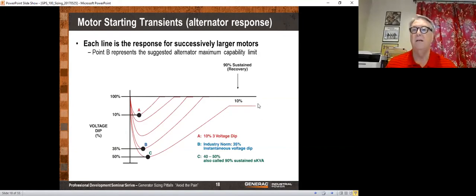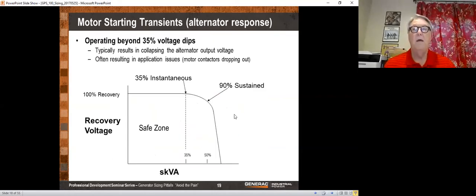Now, if you go too far, then it cannot recover to full voltage. If you try to suck too much out of that generator, you are not going to be able to get back to full voltage. We call this the 90% sustained recovery voltage. Cummins tends to publish that number. Other people tend not to because they say that if you're at that point, you really misapplied the generator. If that generator cannot get back to full 480 volts, then you've misapplied the generator.